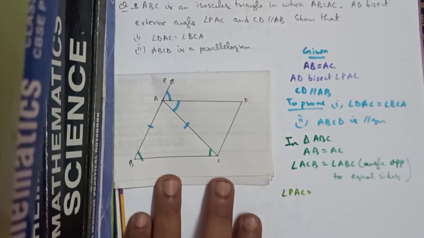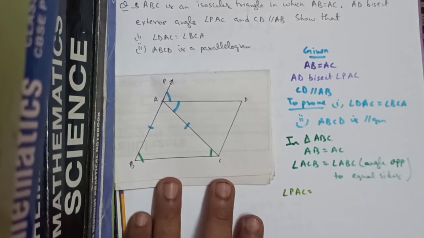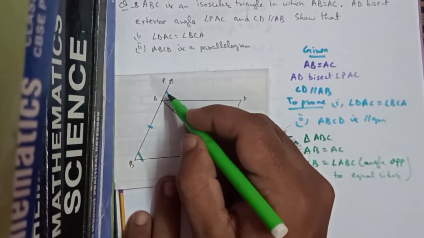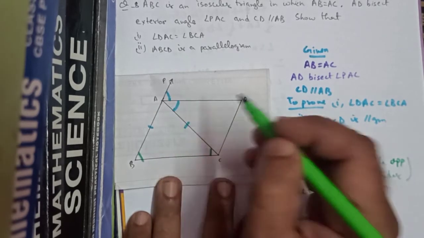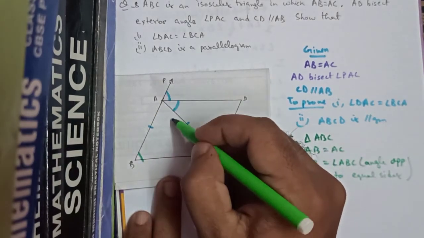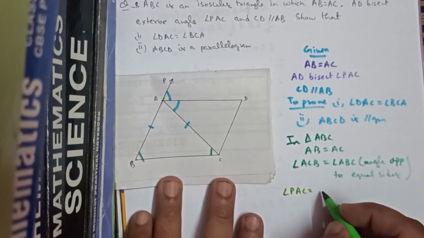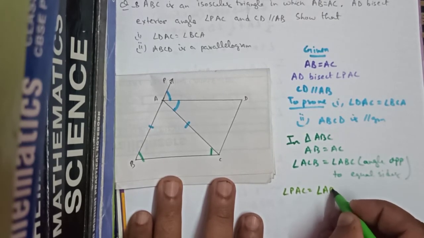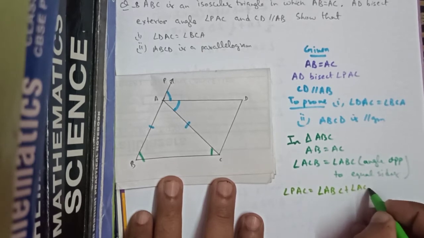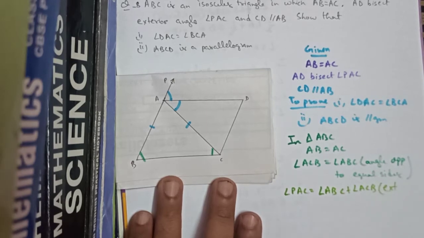Angle PAC is equal to angle ABC, angle ACB, angle opposite equal side, and this angle PAC is the exterior angle. By exterior angle property we can say that the exterior angle is equal to the sum of interior opposite angles. So angle PAC will be equal to angle ABC plus angle ACB by exterior angle property.